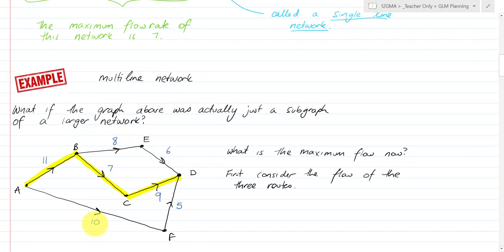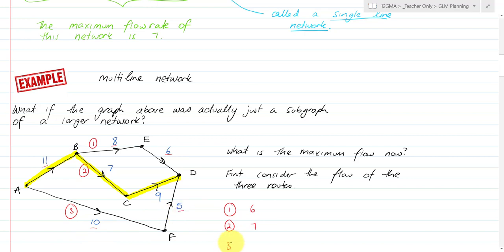Now you can see that the maximum flow of route, well, I'll call them route 1, 2, and 3. So let's go 1, 2, and 3. Now I've already done route 2. The maximum flow of route 2 is 7. The maximum flow of route 1 is 6. So we've got 11, and then 8, and then 6. So 6 is the maximum there. And the maximum flow of route 3 is 10 or 5.